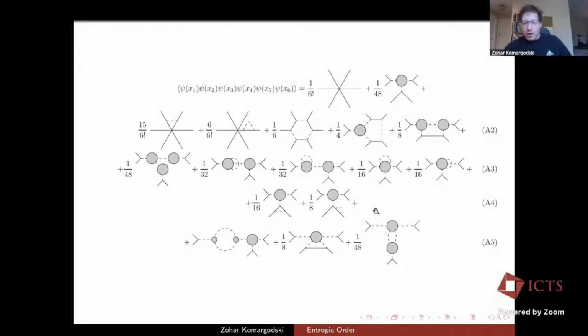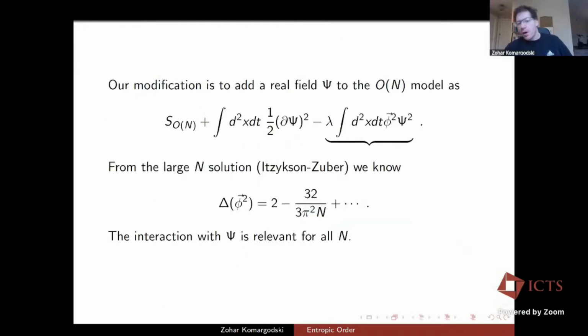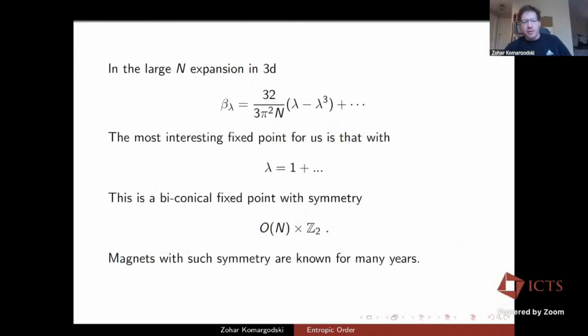It took a lot of time to calculate them, and I wasn't able to do it on my own because of one diagram that confused me forever, which is this one. But Fyodor Popov was able to analyze it correctly. And now we have the result, hopefully. And the bottom line is the following. The bottom line is that this is the beta function for lambda. It has a new interesting fixed point, and it agrees with what condensed matter people call the biconical magnet. So it's just a vector model in 2 + 1 dimensions with O(N) times Z2 symmetry. And magnets with such symmetry are known for many years.